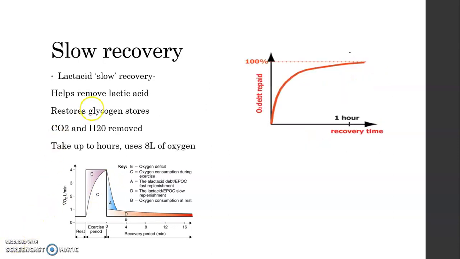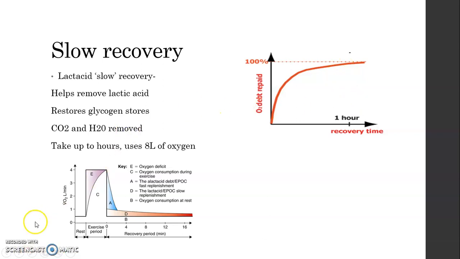The second part of recovery is the slow recovery, which is also known as the lactic acid slow recovery. As you can see on the graph at the bottom, this is the part that is labelled D, and it will take a lot longer to occur. During this process, it helps remove lactic acid from our muscles and our body. At the same time, we will restore glycogen, and CO2 and H2O will be removed. This can take anywhere from minutes up to hours, and it will use 8 litres of oxygen. As you can see from this graph, after an hour, the oxygen debt is still not 100% repaid, and therefore it can take a lot longer to occur.